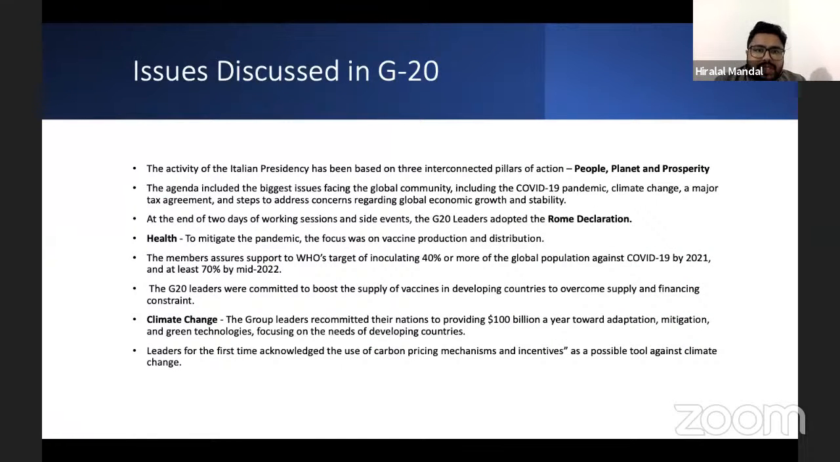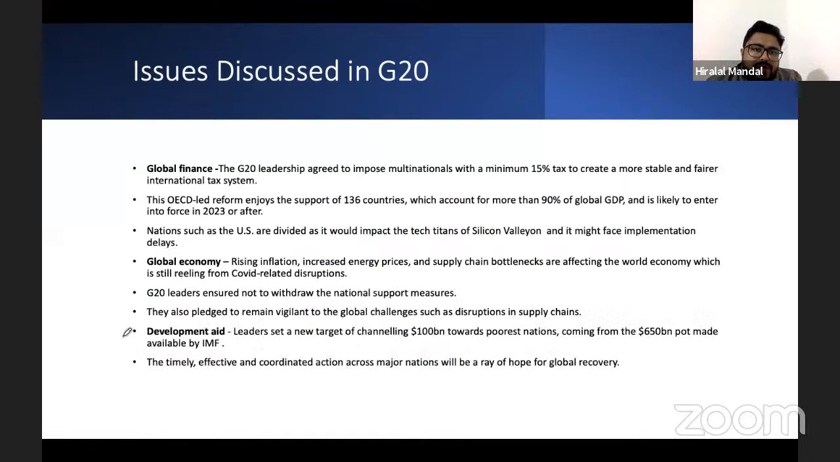So, what are the topics that have been discussed? The theme of this year's G20 was people, planet, and prosperity. The agenda includes all the issues the global community is facing, including the COVID-19 pandemic, climate change, tax agreement, and steps to address concerns regarding global economic growth and stability. Issues were discussed related to health, climate change, global finance, global economy, and development aid. These are the major topics that have been discussed.